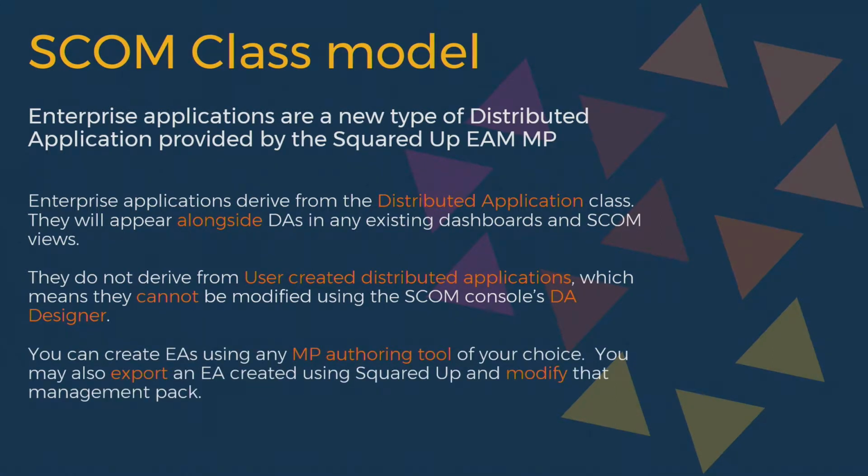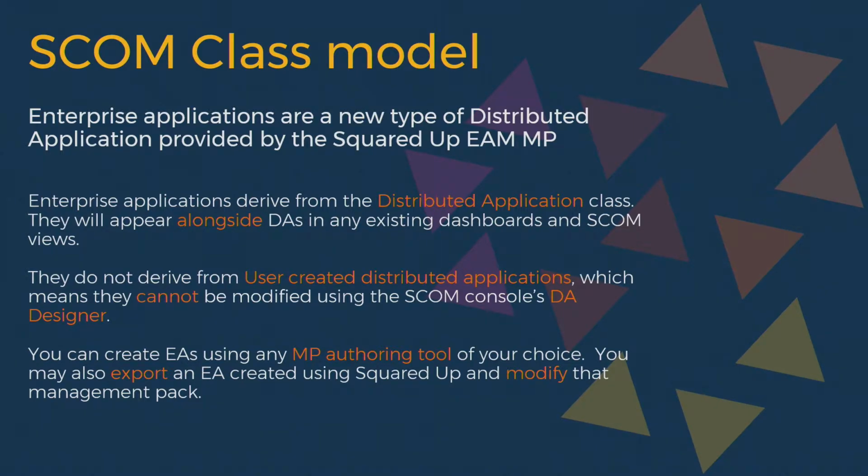That said, if you're an MP author, you can create your own EAs using the MP authoring tool of your choice because they are just a SCOM class structure at the end of the day. So you can use VSAE or the Silect tool or whatever else you want to build these things. You could also export an EA that's been created using Squared Up as a management pack using the export button, modify that with whatever changes you like, even seal it if you have a change control process where all of your MPs are sealed first, put in source control, and then deployed via CI and CD, and then import that into SCOM and it'll work fine.